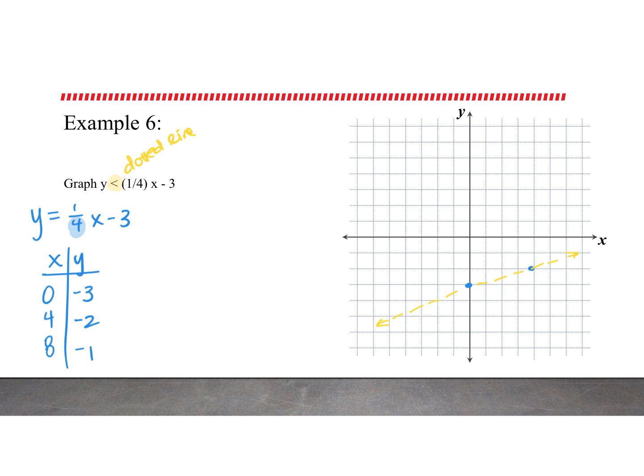And then we need to find a test point. So I'm going to use this test point right here, 1, 0. 0 goes in for my y. 1 goes in for my x. 1/4 minus 3. So we take a 1/4 away from that. That's going to be 2 3/4 negative. That is not bigger than 0. So that is false. So we are going to shade on the other side of our boundary line.